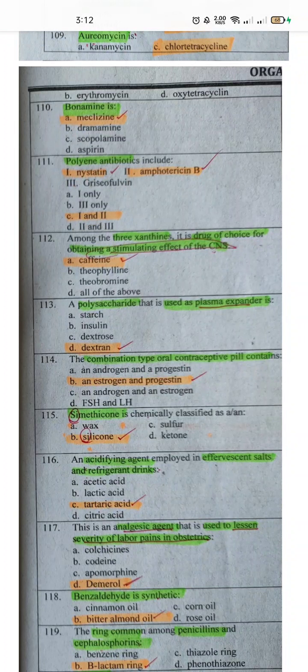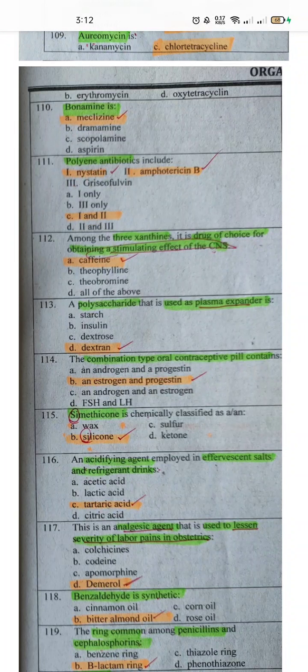Number 114. The combination type oral contraceptive pill contains your estrogen and progestin. So, they are the most common type of pills. Estrogen and progestin.